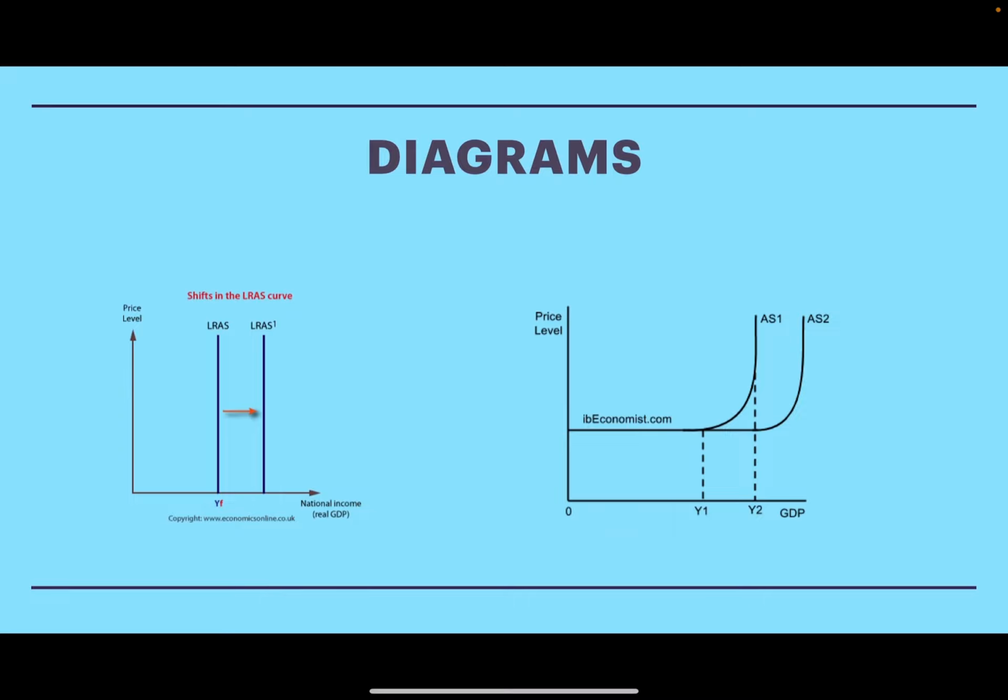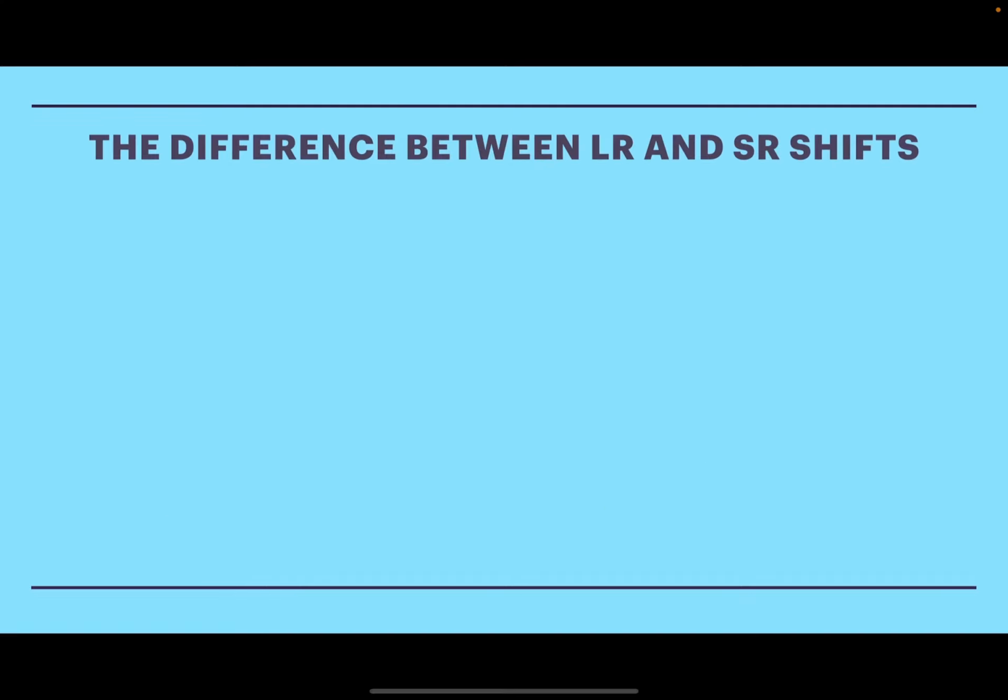So this is what they look like. On the left, you've got your monetarist, or sometimes called classical or neoclassical. So you can see the shift to the right there. On the right, you've got your Keynesian long run aggregate supply curve, and that's how a shift to the right looks for the Keynesian long run aggregate supply curve.